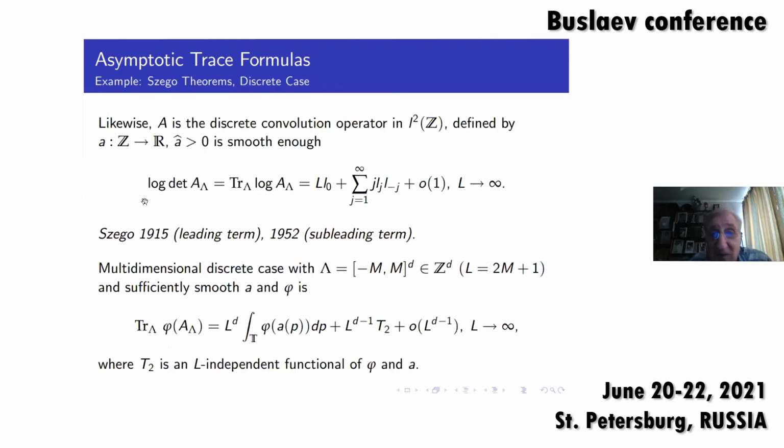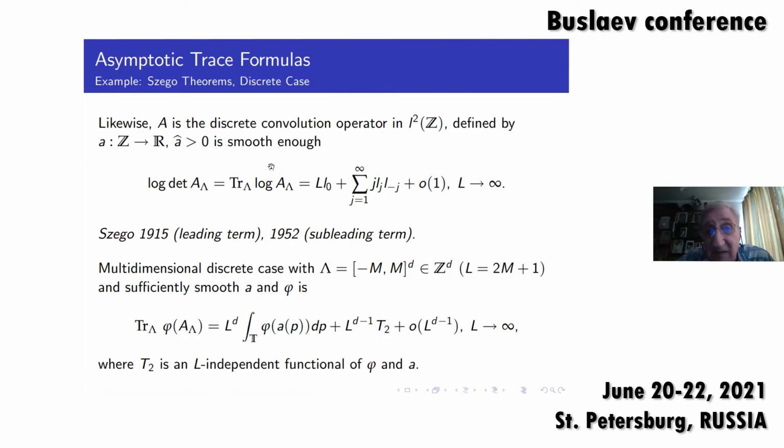But the first historical result is different. The first historical result was by Szegő, who proved in 1915 the leading term, the same construction. You take a function A, you construct the discrete convolution, which is an operator in L2 of Z, then you confine this convolution to the finite discrete interval minus L, L, then you take a log of that, which is in fact trace of log.